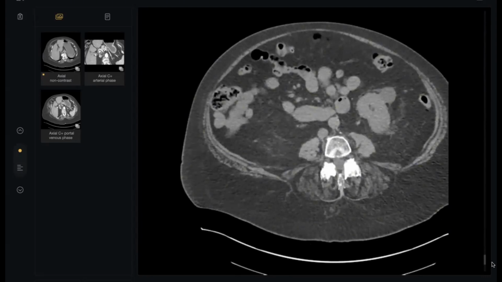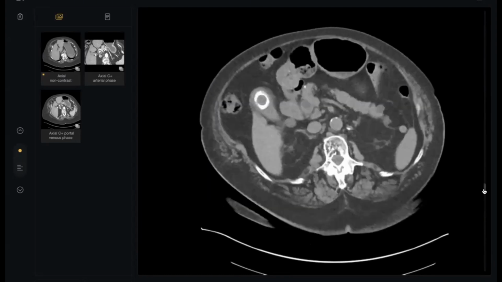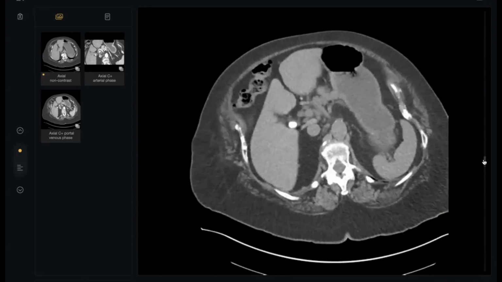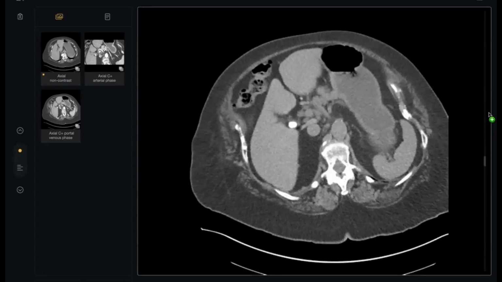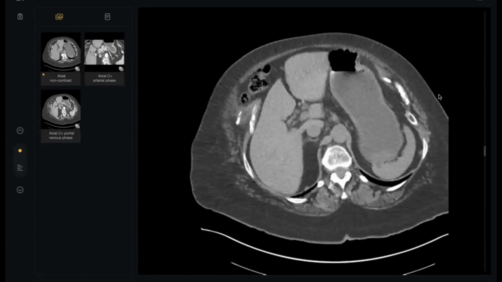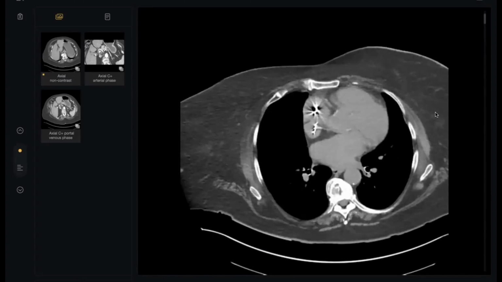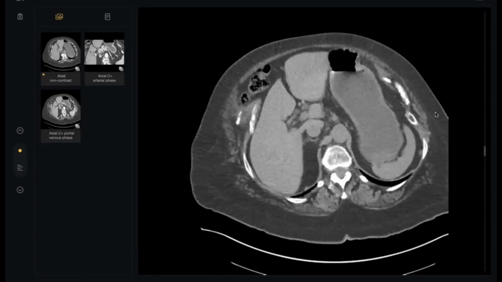Sorry, I have an issue with the scrolling, so I'm so sorry about it, because I think it's the touchpad that's the issue.